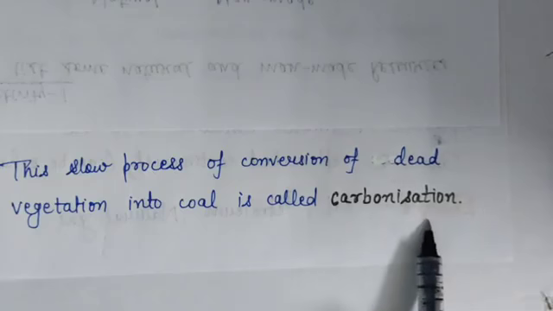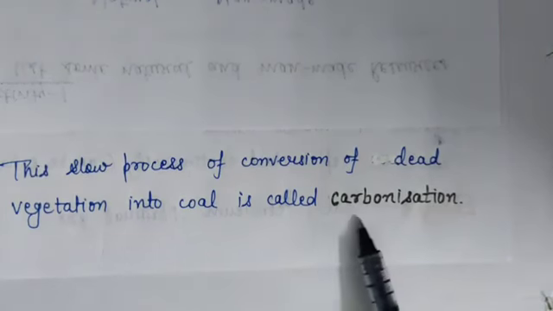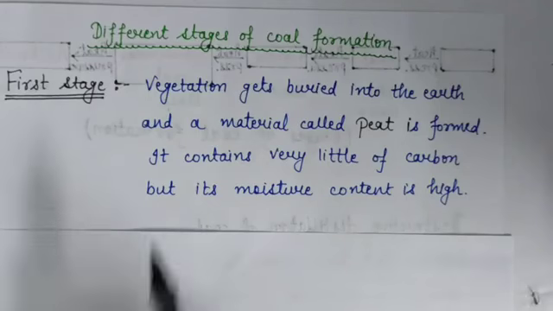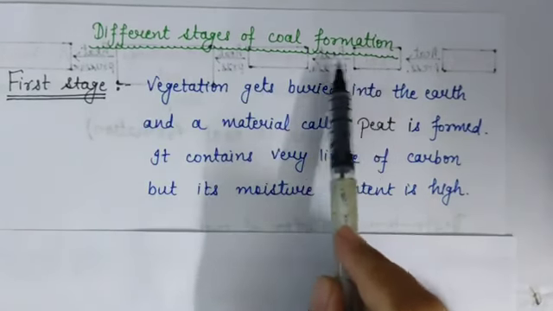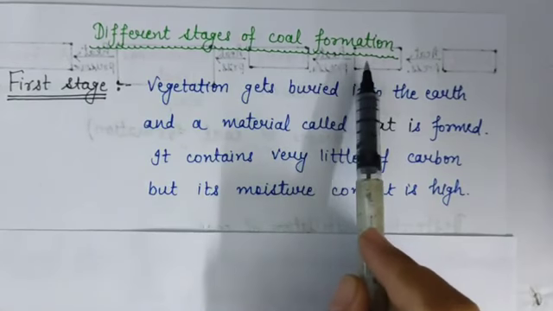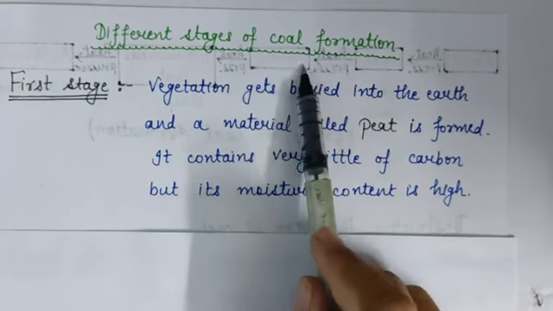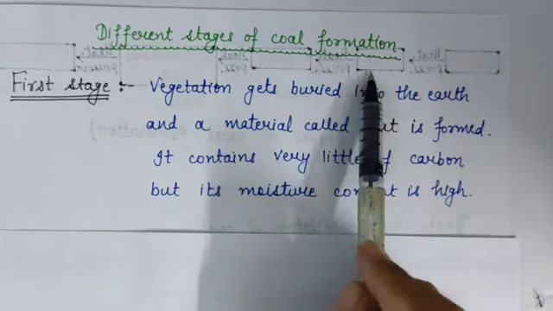And one more thing is, coal mainly consists of carbon. That's why this process is called carbonization. Our next topic is different stages of coal formation. Now we will explain in brief how coal is formed and what the different stages of coal formation are. Coal formation is divided into 4 stages.